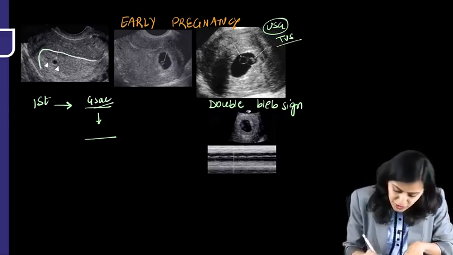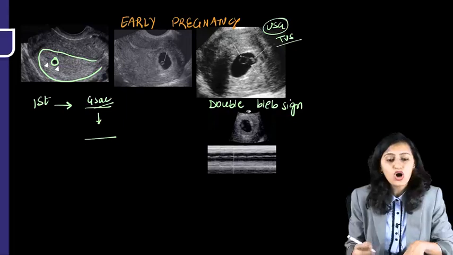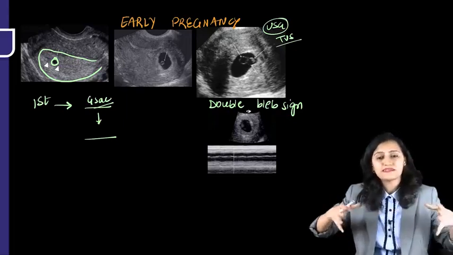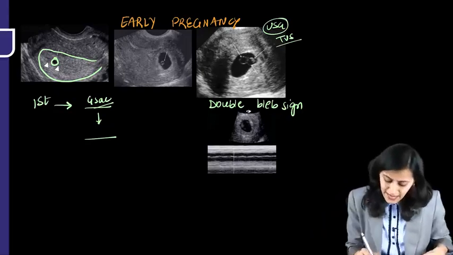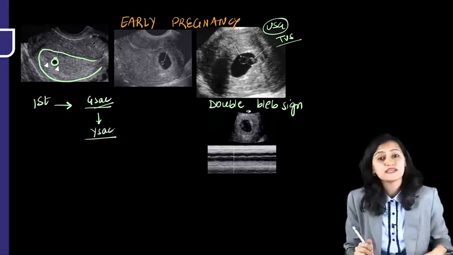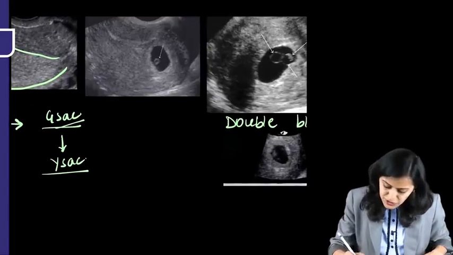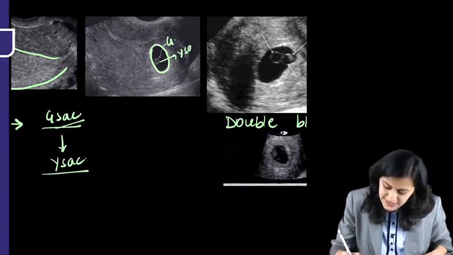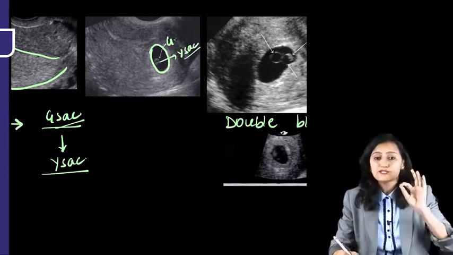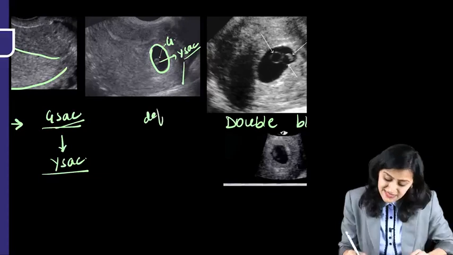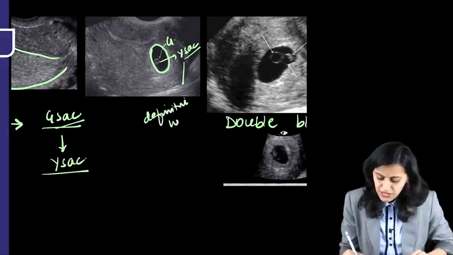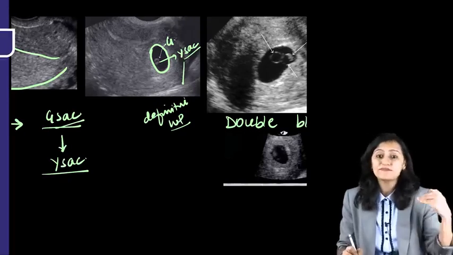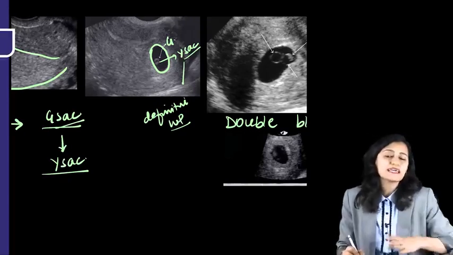So in the thick endometrium, what we see is the small gestational sac. With the period of pregnancy, the gestational sac enlarges and then within the gestational sac comes the yolk sac. So this bigger one which you are seeing here is the gestational sac. The smaller one inside that is the yolk sac. The appearance of the yolk sac is the first definitive sign of intrauterine pregnancy, not the gestational sac, because the gestational sac can be a pseudo-gestational sac also, like in an ectopic pregnancy.